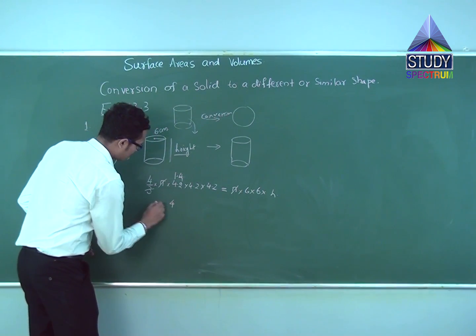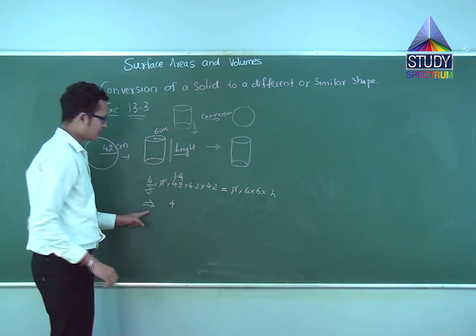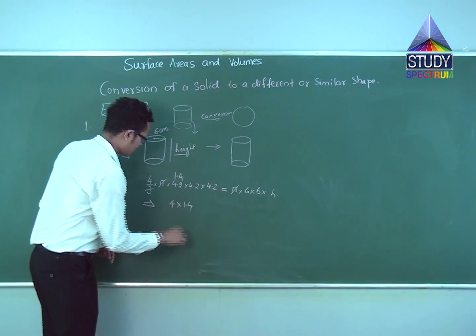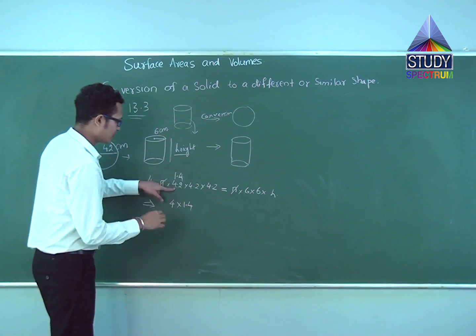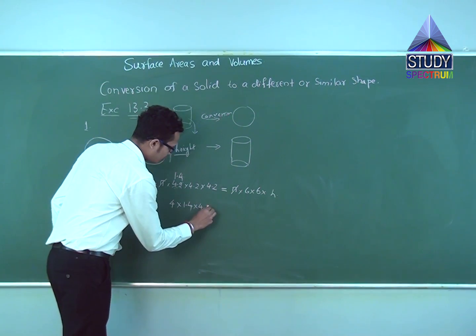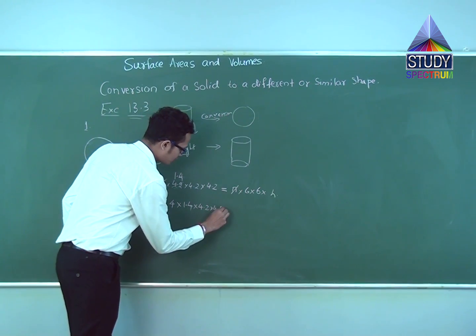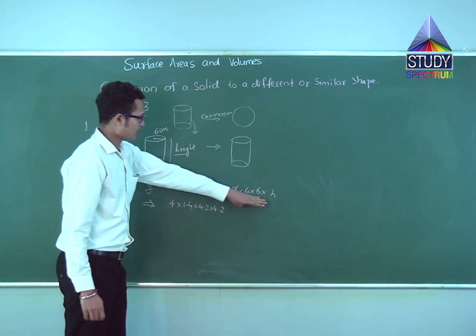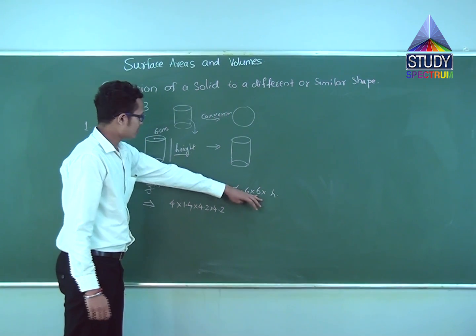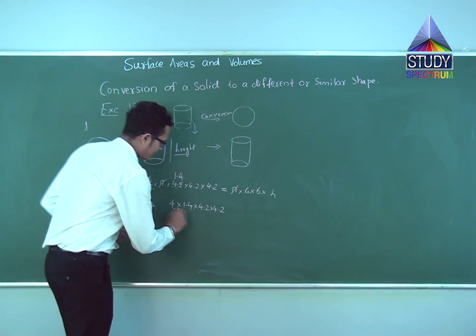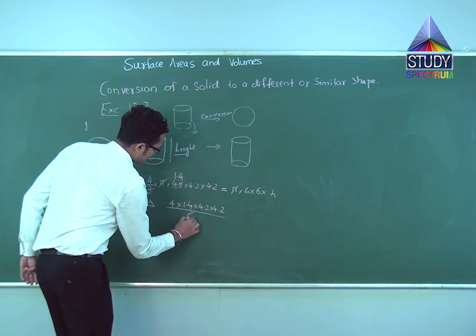This implies 4 into 1.4. 3 is cancelled with this 4.2 to get 1.4 multiplied by 4.2 into 4.2. What I am doing is bringing this 6 into 6 terms in the denominator on the right-hand side, to the left-hand side. 6 into 6.